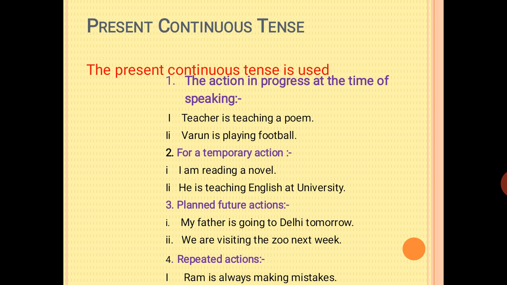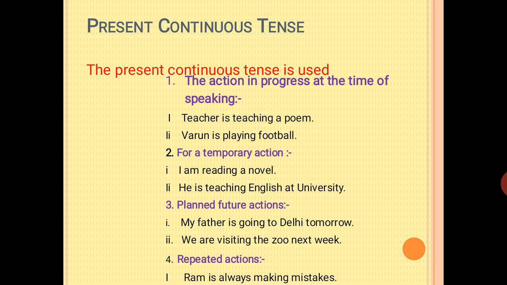The present continuous tense is used for temporary action. I am reading a novel. He is teaching English at university. At this time, I may not be reading a novel, or he may not be teaching at the university, but these actions are temporary and such actions are expressed in this tense.